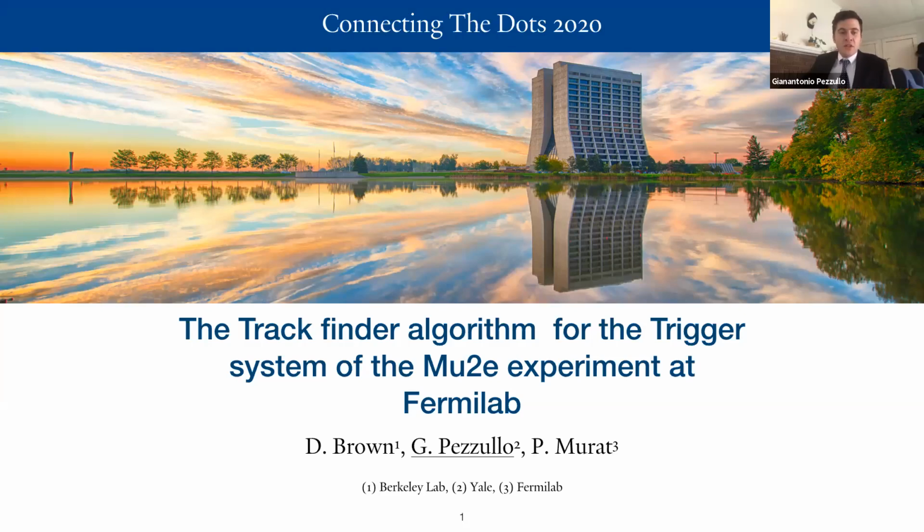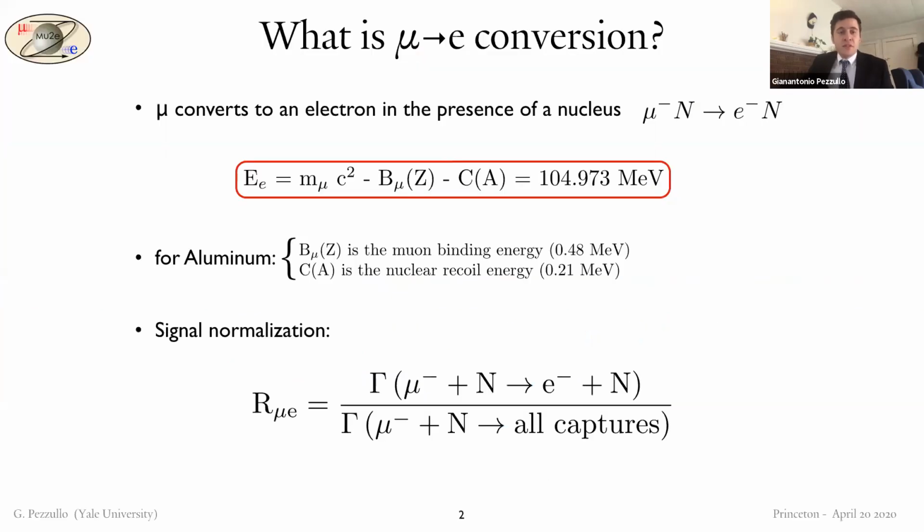My name is Gianantonio Pezzullo. In this presentation, I'm going to talk about the track finder algorithm for the trigger system of the Mu2e experiment at Fermilab. First of all, let me shortly introduce the physics of the experiment.